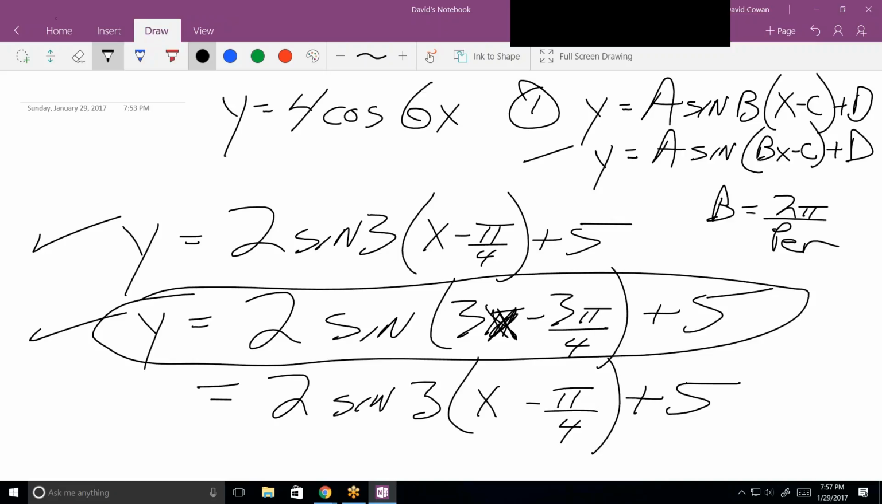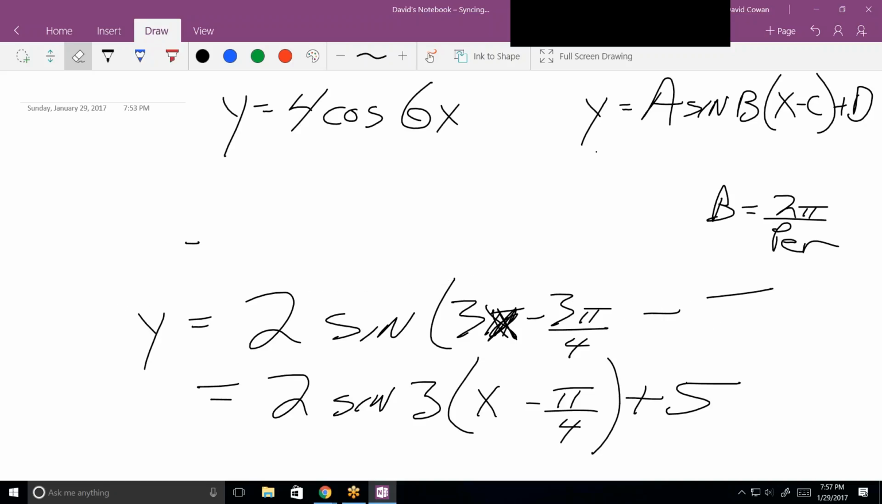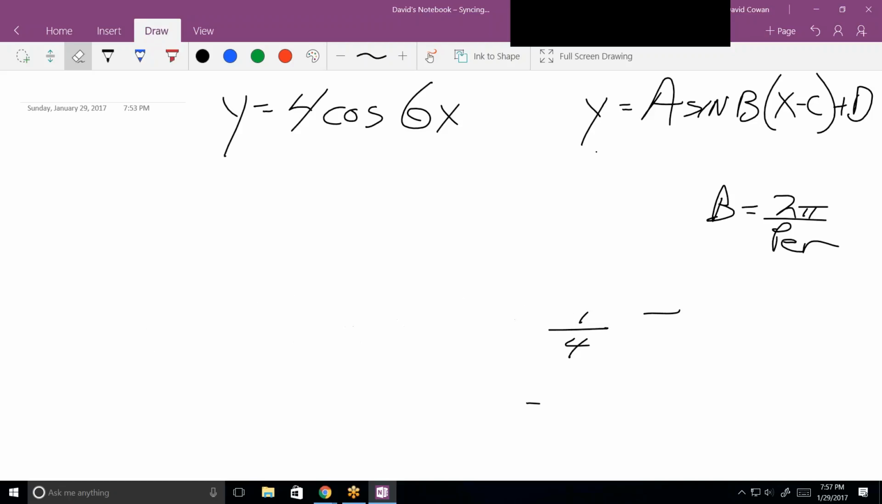Okay? So let's look at the function you gave me. And this function you gave me, it doesn't matter which format because there's no phase shift. So as long as there's no phase shift, both formats tend to be the same. So A is 4, B is 6. What's the period?